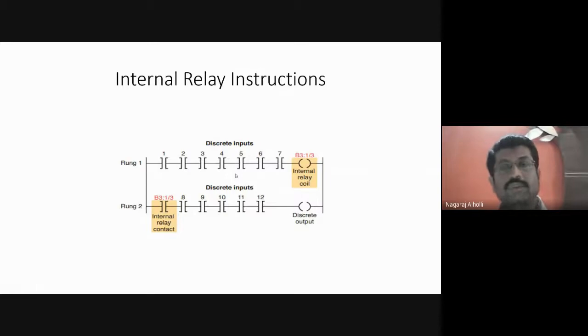Rung 1 contains 7 of the required contacts and is programmed to control internal relay coil B3:1/3. The address of the first programmed contact on rung 2 is again the same, that is B3:1/3 only, followed by the remaining 5 contacts and the output.